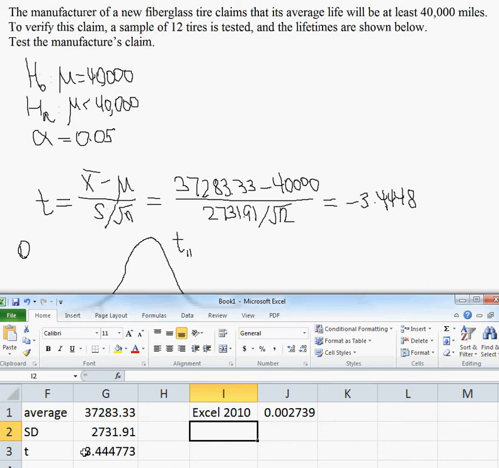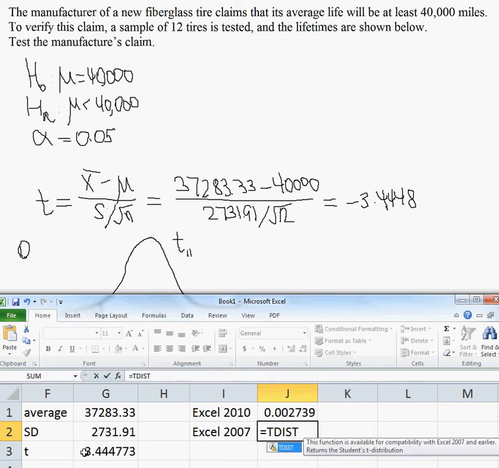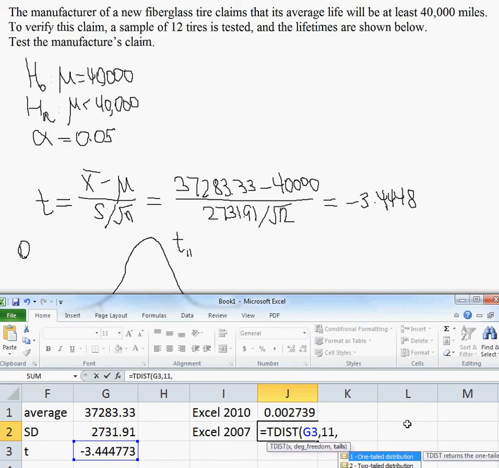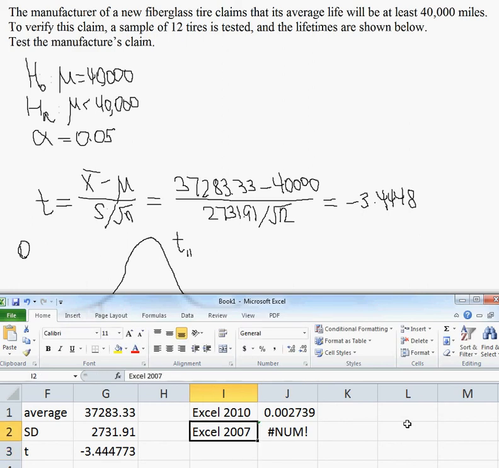So that's Excel 2010. Excel 2007, if we're using that, the command's a little bit different. The command is tdist. And the argument looks a little kind of the same. You see there's three arguments. It goes x, degrees of freedom, and then tails, one or two tails. So here's the t value, 11 degrees of freedom, and then it's one tail. So that would be the command in Excel 2007, except for one little detail. What I've got here is wrong. If I hit enter, it returns an error.